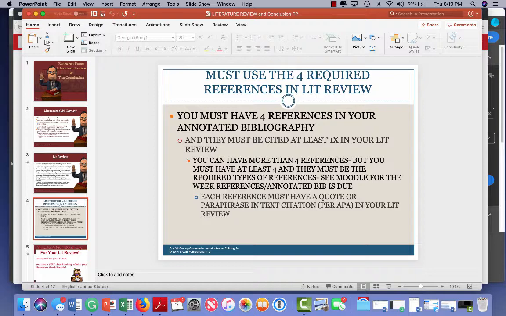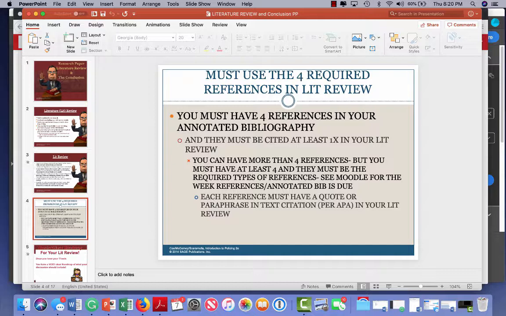And each reference has to have either a quote or a paraphrase and an in-text citation per APA in your lit review. Now, as you can see, I said only 1 time. So at a minimum, you're going to have in your 1,500 words 4 quotes. This is where originality plays a role. As you know, you can only have 15% originality per your VeriCite similarity report. This is because I do not want to read a paper full of quotes that you've compiled of somebody else's studies. I want to hear your opinions and what you learned from that research.